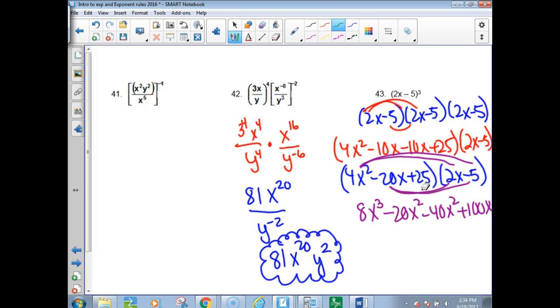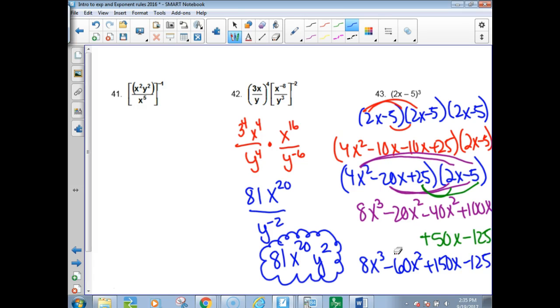And I'm still not done. Now I got to multiply 25 times those. So I've got plus 50x and then minus 125. So my final answer, 8x to the third. I've got minus 20x squared minus 40x squared, which is minus 60x squared. I have 100x and a 50x, so that's plus 150x minus 125.